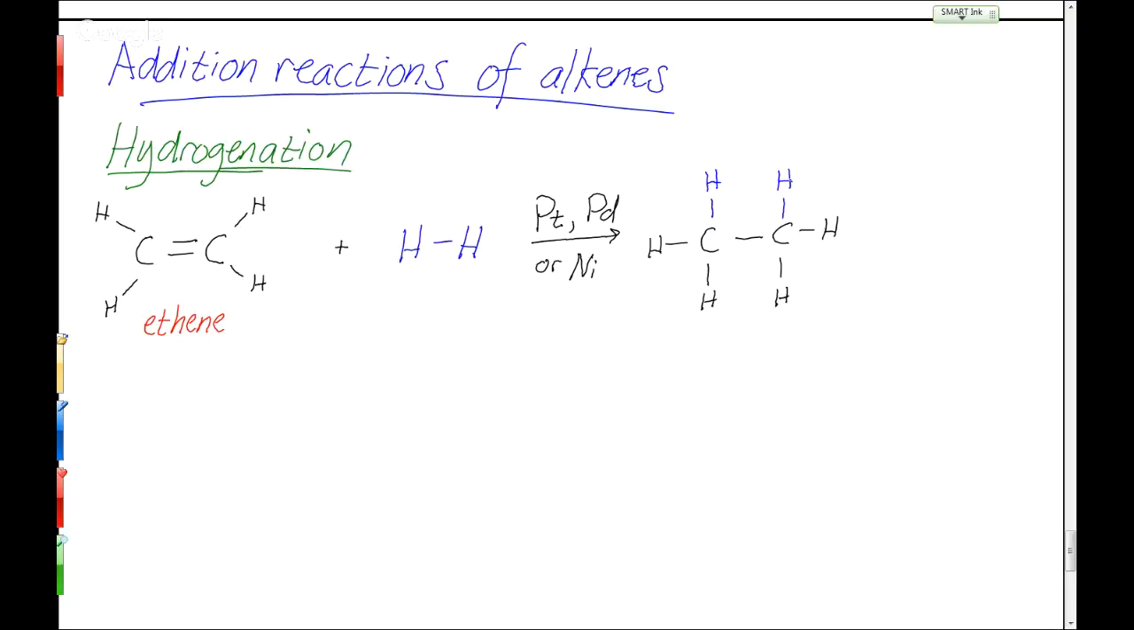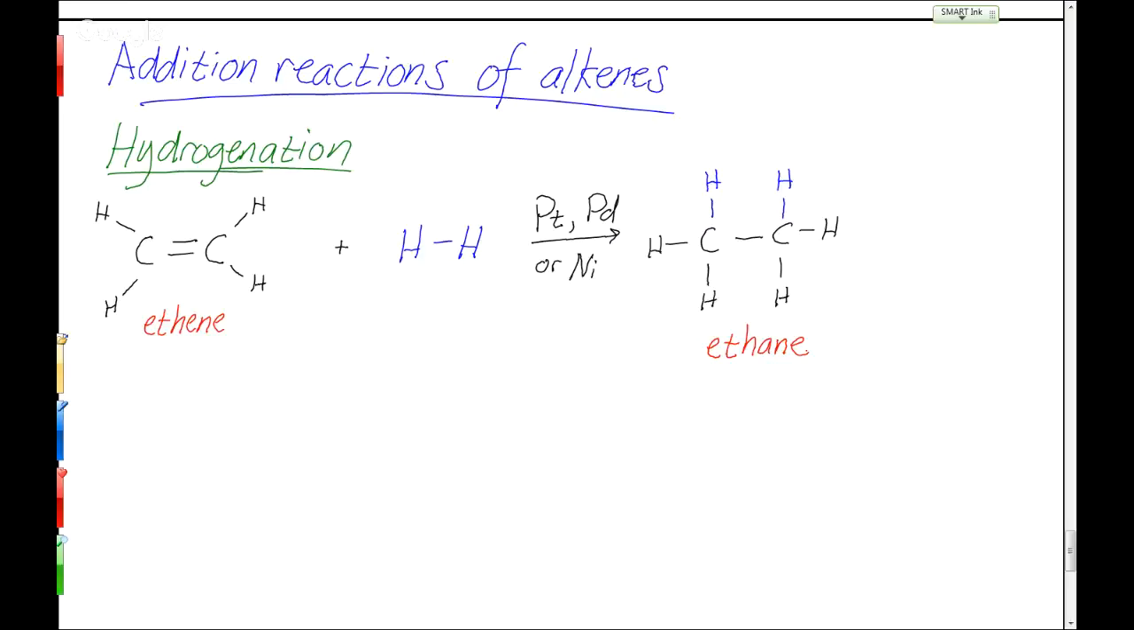Now, one thing that these alkene reactions all have in common is there's no longer a double bond in the product. So those electrons from the double bond are used to do this kind of connection. And so there isn't going to be a double bond left anymore at the end of the reaction. So this molecule we've made at the end is called ethane. So we've turned ethene into ethane by adding hydrogen.